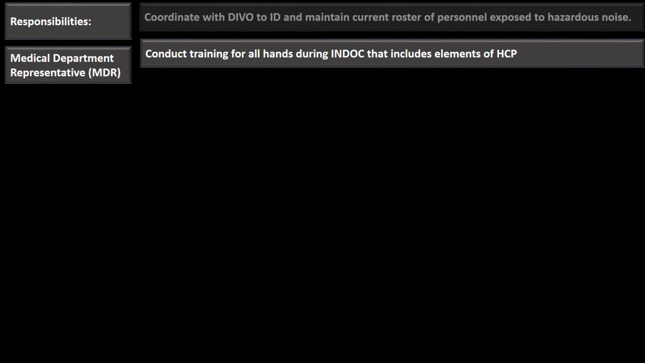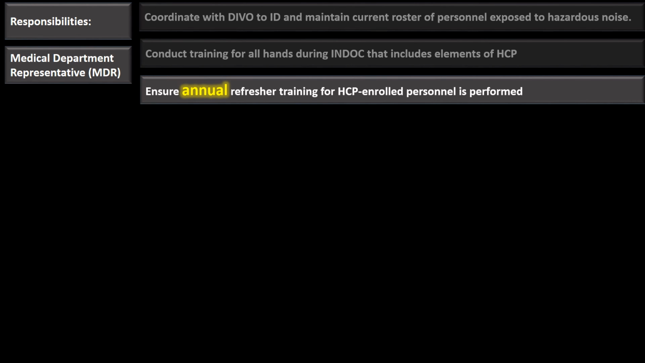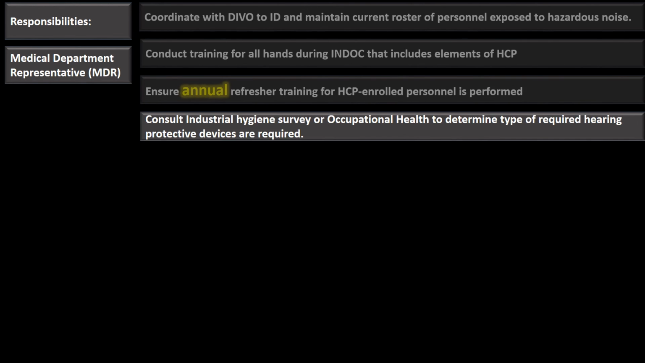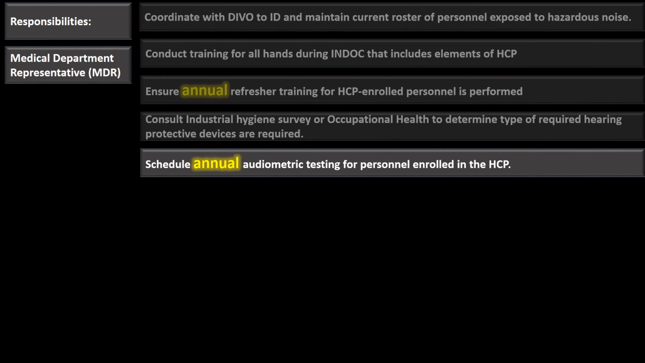Your medical department representative has a lot of responsibilities. They have to coordinate with the division officer to identify and maintain a current roster of personnel exposed to hazardous noise. They have to conduct training for all hands during indoctrination, and that includes elements of the hearing conservation program. They have to ensure annual refresher training for hearing conservation program enrolled personnel is performed. They have to consult with industrial hygiene surveys or occupational health to determine the type of hearing protective devices that are required. They have to schedule annual audiometric testing for personnel enrolled in the hearing conservation program.